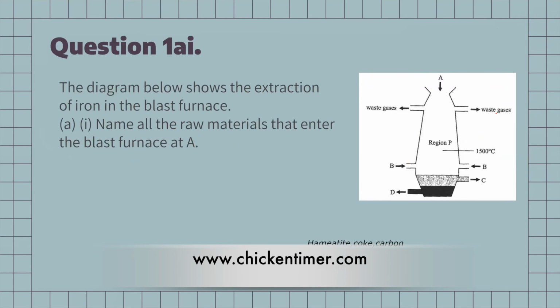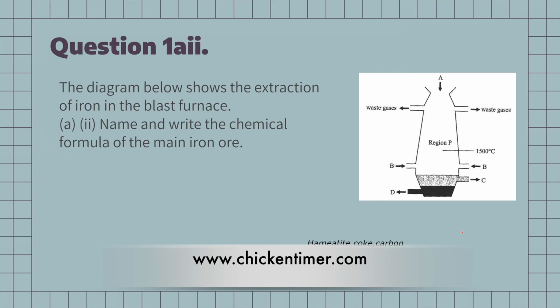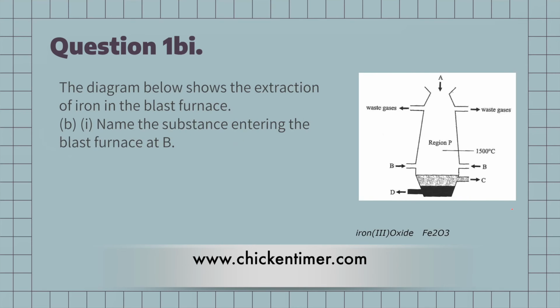Now this one. Hematite, coke, and carbon. These two are the same. Coke and carbon are the same thing. Limestone. Yeah, limestone. Okay, next one. Name and write the chemical formula of the main iron ore. Iron(III) oxide.